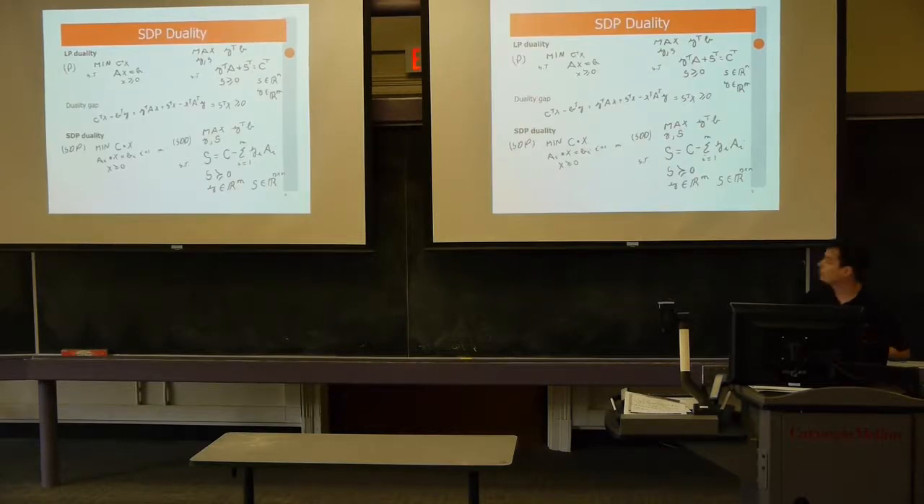And we also defined a dual problem in this way. So again, this is the primal problem, and the dual is we want to maximize Y transpose B subject to C minus the sum of YI AI, where YI is a scalar, AI is a matrix, this is PSD.